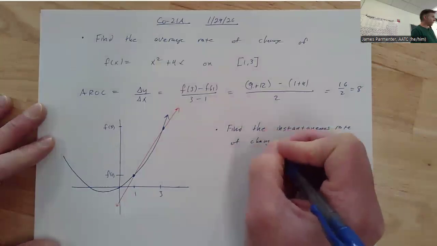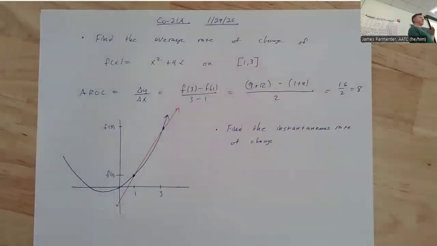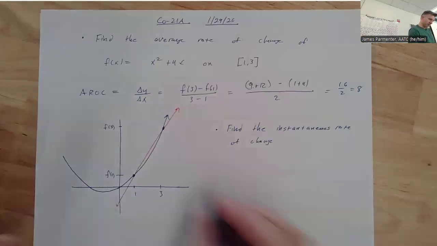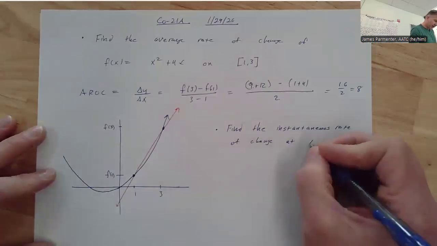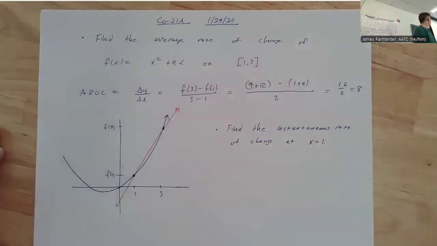We have to be given a specific point. So I think valid choices for this problem would be find the instantaneous rate of change at either 1, 2, or 3. I think most likely the question would be at 1, just because we often think about finding the slope of the secant line and then letting the right-hand point come closer to the left-hand point so that you get the slope of the tangent line. That's kind of it. So let's do this. Find the instantaneous rate of change at x equal to 1.